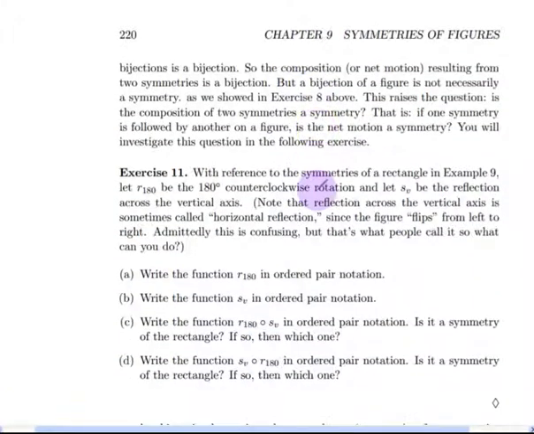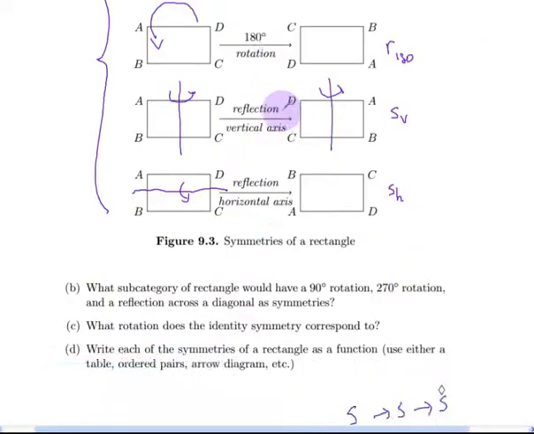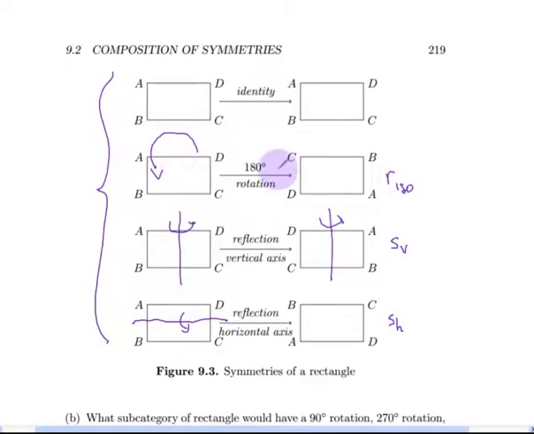So let's consider the composition of these two symmetries, the 180-degree rotation of a rectangle and the reflection about the vertical axis of the rectangle. All right, so we saw those two symmetries. R180 was this one here. You take this rectangle, rotate it around, and this one reflection, you go this way. So you want to see what happens if you do first one and then the other.